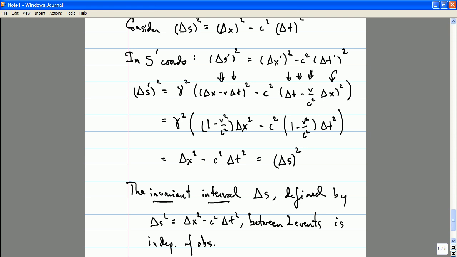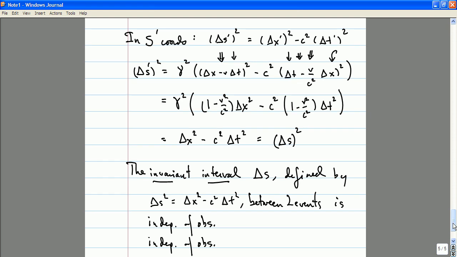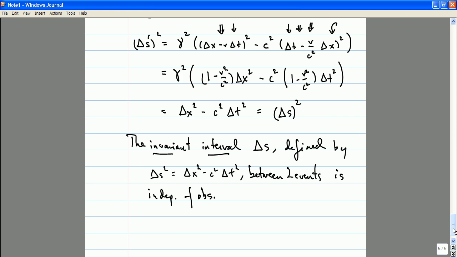And the name invariant interval should be somewhat clear. Invariant comes because it is invariant under a Lorentz transformation. And interval comes because it's like a distance, but it's also not like a distance in ways that we will now discover. So it's an interval, it's not a distance.